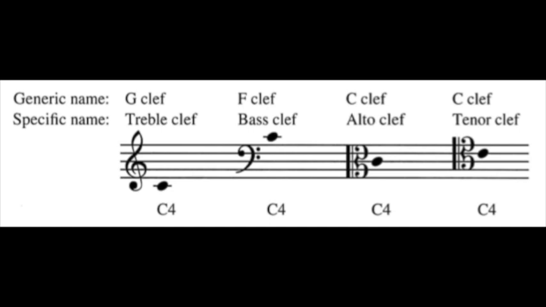These clefs are shown in the positions that are in common use today, but you may occasionally find them placed differently on the staff in some editions. Wherever they appear, the design of the G clef circling G4, the dots of the F clef surrounding F3, and the C clef is centered on C4.